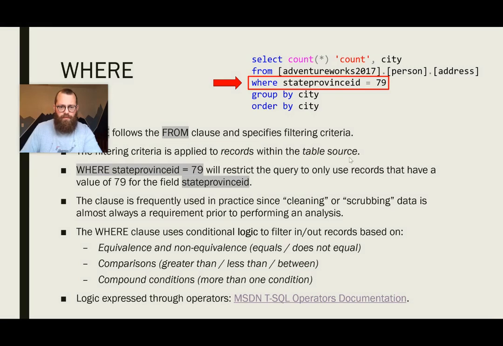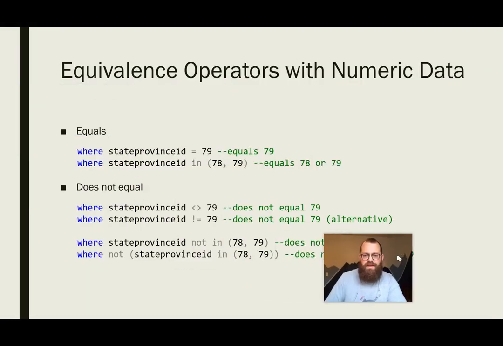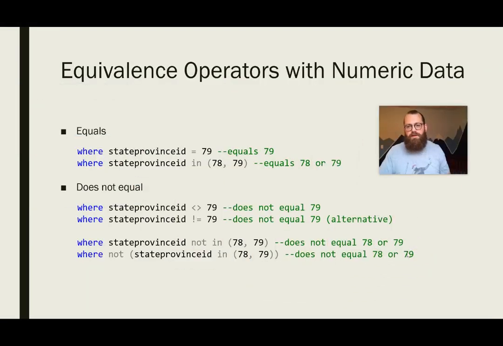Going back to the PowerPoint, just diving into some examples with the where clause and how it works, and also the various operators that you can use within T-SQL. The first is the example that we covered before. On equivalence, or equals, we have a clause where state province ID equals 79. So SQL will return records where the value for the state province ID field is 79.